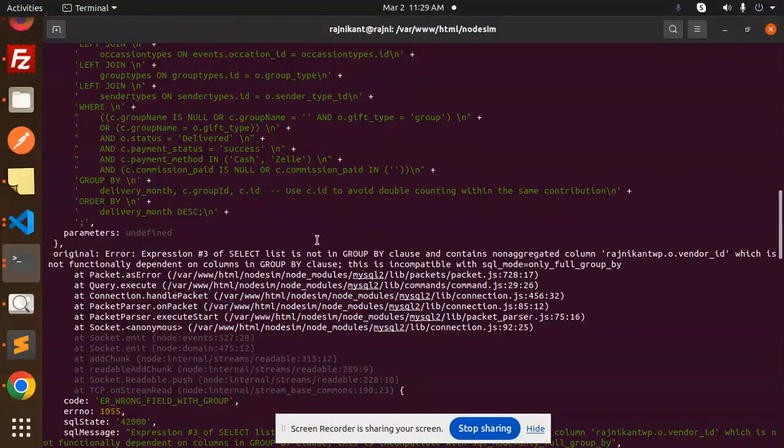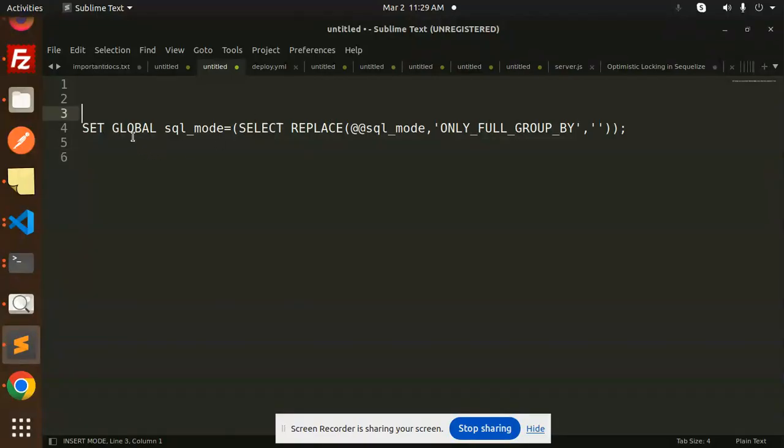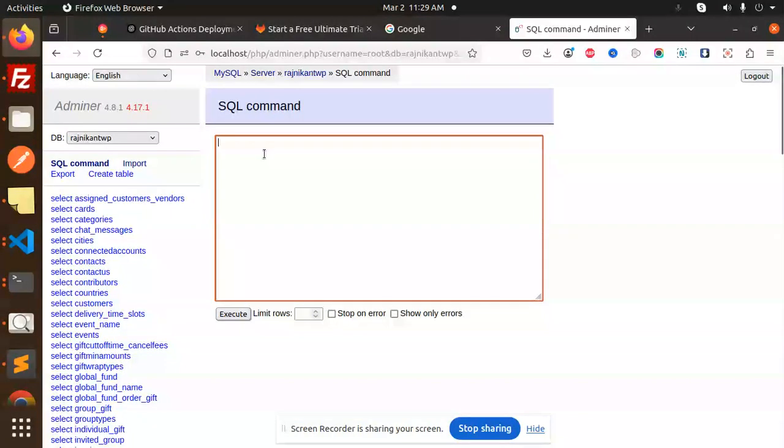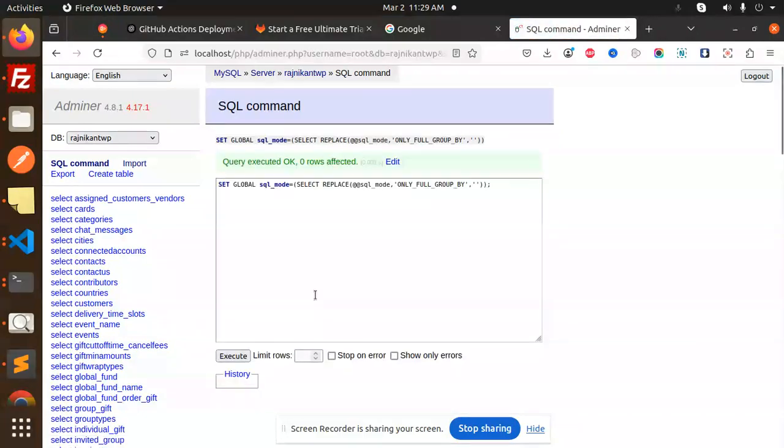Let's get started. So here you can see that we always get the issue that is SQL mode only for full group by. So whenever you get this issue, what we have to do is run one query in SQL. This is the query: global SQL mode, and replace SQL mode by only full group by. You just have to copy this command and paste it in our SQL command with the respective database. Okay, just execute this. After this execution, the error will be resolved.